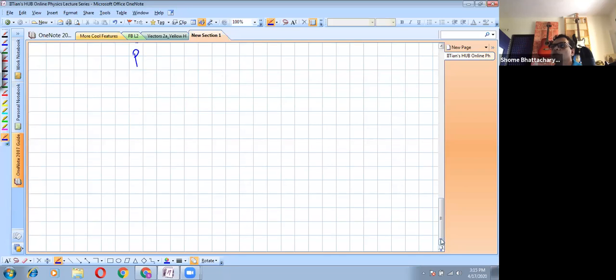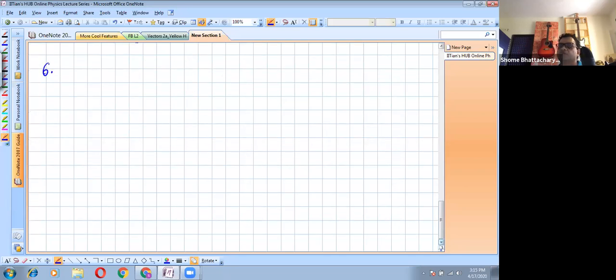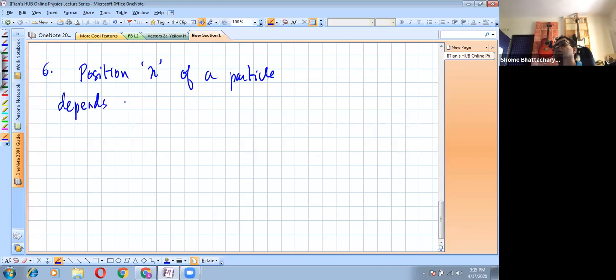So that's very simple. Now moving on to the sixth question, the one we've all been wanting to look at. Yeah, sixth question, I can see why some of you are asking for clarification of it. So it says the position x of a particle depends on time t according to this equation.